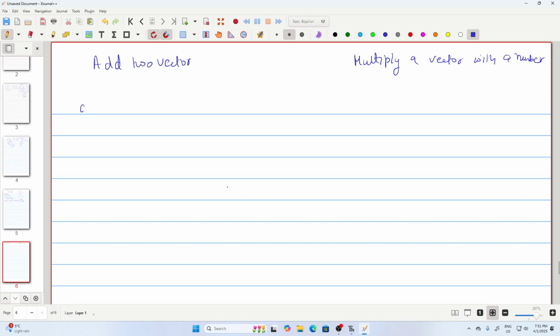So adding two vectors is like when we have a plus b equals c. If you have two vectors, where a is equal to 0 3 and b is equal to 3 minus 1, what you need to do is just add the components as they are. So 0 plus 3 is 3. 3 plus minus 1 is 2. So that's what we'll get.